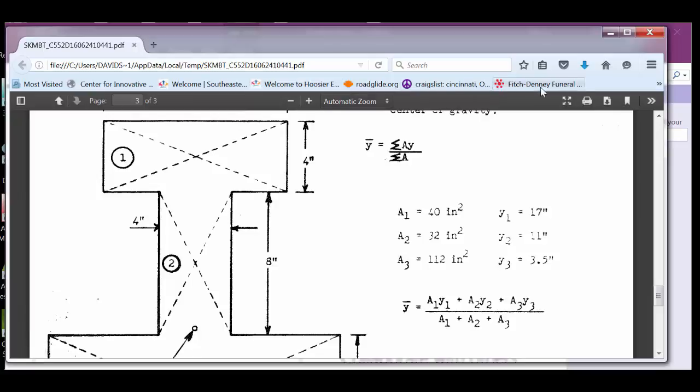Let's see, is there a way I could get some of that out of there? I don't guess there is.